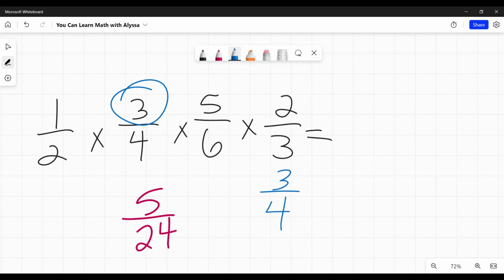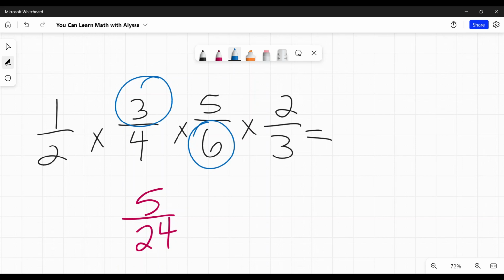3 over 4. Nope, I couldn't simplify that. 3 over 6. Ooh, I could. I could simplify that to 1/2. 3 goes into 3 one time. It goes into 6 2 times, 1/2. That's what we're looking for. We're looking for numbers on top and bottom that have factors so we can factor things out. This is only something we can do if we are multiplying. I can't say this enough: you cannot do it if you are adding, subtracting, or dividing. Don't do it. It's going to mess you up.